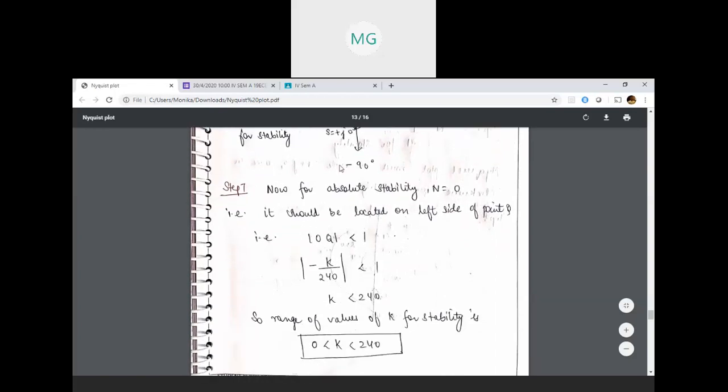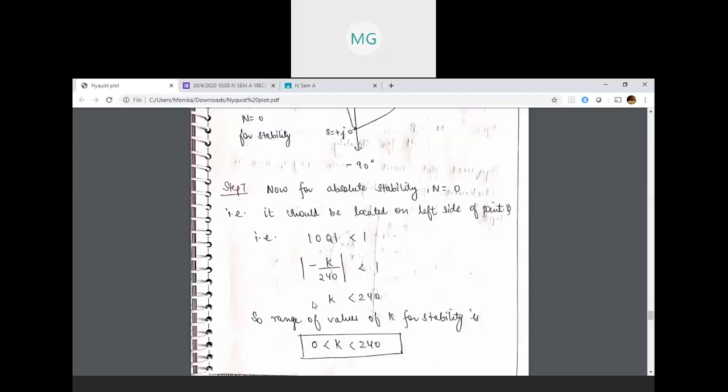How will you find the value of k? For absolute stability, N is 0 for this question, right? So it should be located on the left side of point Q. That means your Q should be less than 1. And just find out, the value of k will be between 0 to 240 for stability. If the value of k is between 0 to 240, the system is absolutely stable, not equal to 240.